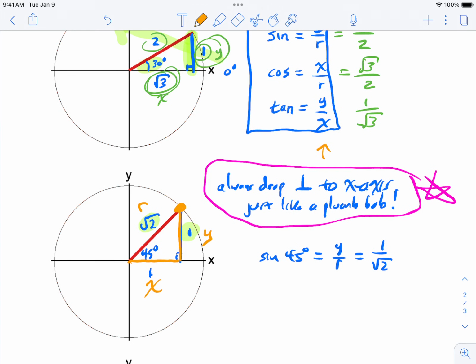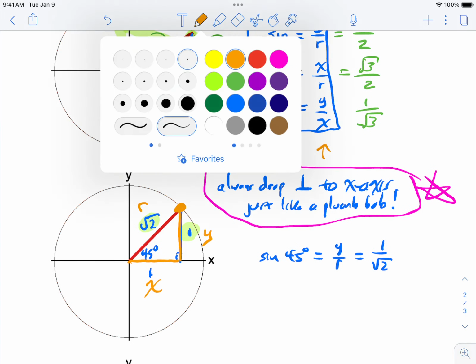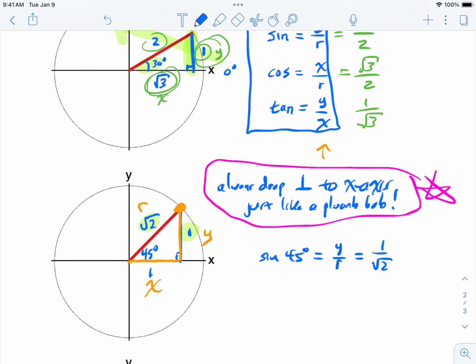I don't care what the radius is. See, I don't limit myself like that. But anyway, so we got the sine of 45. Of course, we knew that, but let's keep going. Cosine of 45 would be x over r, which would be 1 over the square root of 2. And then the tangent of 45 would be y over x, which would be 1 over 1, which is 1. I'm going to scroll up just to make sure these are the same things we got before.